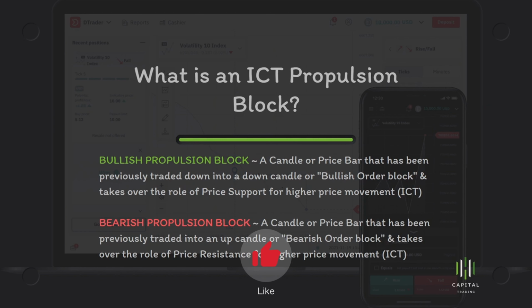And then when we look to go short or we look to sell, this is how we define a propulsion block. This is a candle or price bar that has been previously traded into an up candle or a bearish order block, and then takes over the role of price resistance for lower price movement.